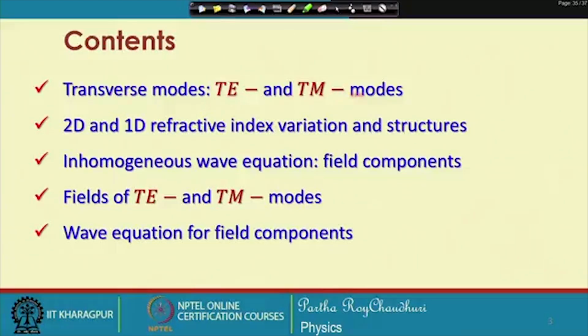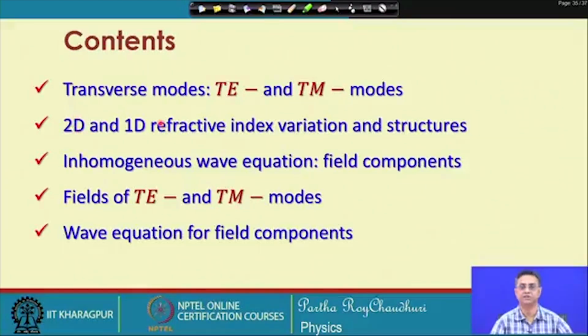TE and TM modes in waveguides. Then to do that, we will talk about the two dimensional and one dimensional refractive index variation along the structure, and for that we will try to write the equation of the waves which will be propagating through that structure. In the process, we will derive this inhomogeneous wave equation and the related field components, then the fields of the TE and TM modes in terms of the electric fields and magnetic fields.